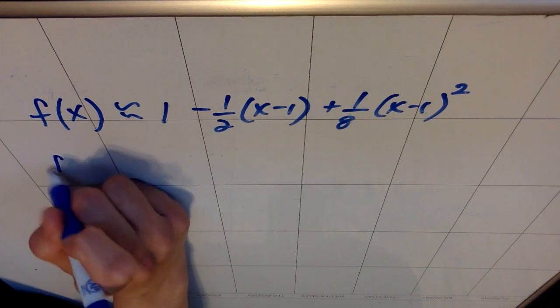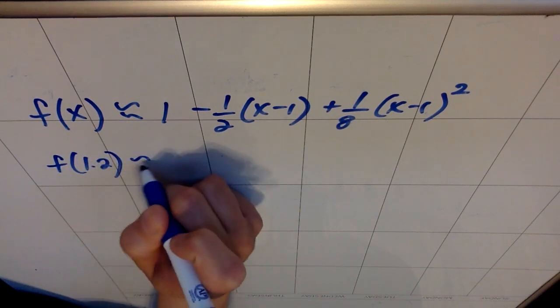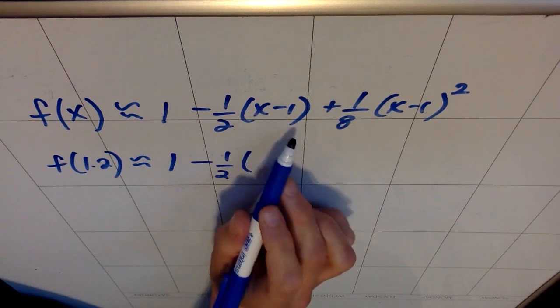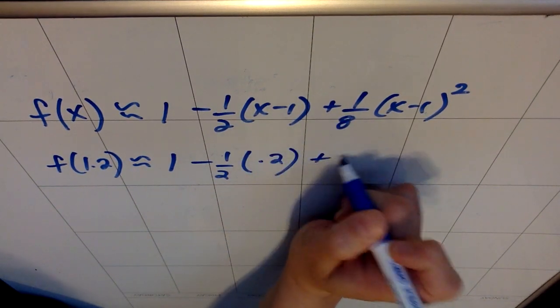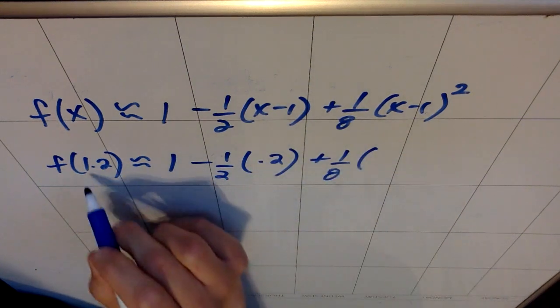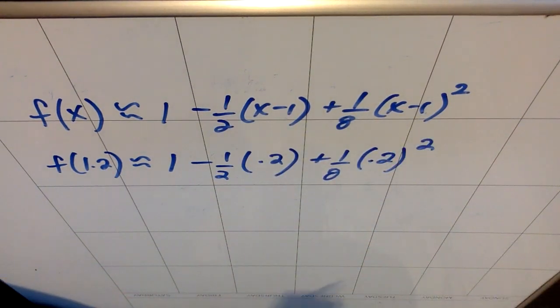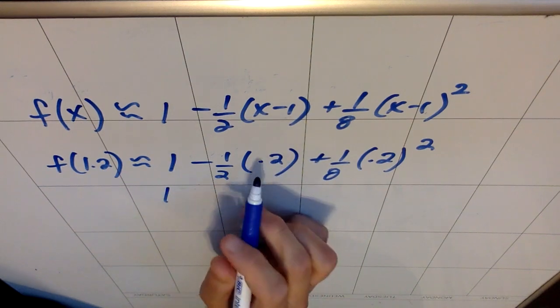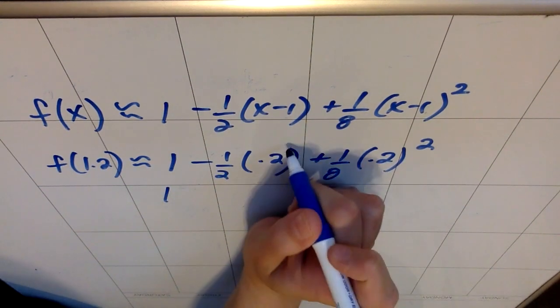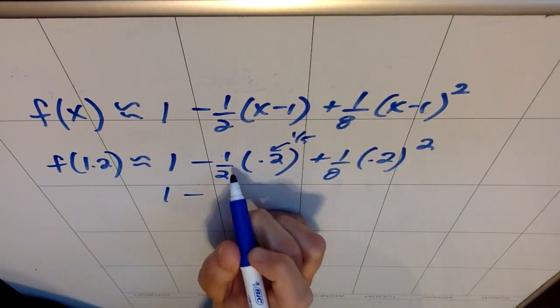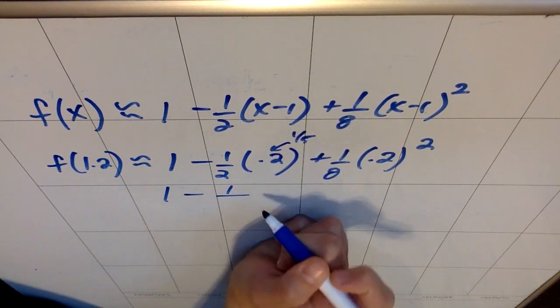Anyway, so f of 1.2 is approximately 1 minus 1/2 times, if you do 1.2 minus 1, you get 0.2, plus 1/8, and again, 1.2 minus 1 gives 0.2 squared. Now, this is number 6, so it is a non-calculator section, so you are going to have to do some math, and, you know, life's hard, wear a helmet. If it helps you, I find it helpful to treat 0.2 as 1/5. I think that's a lot easier, because then you're going to have 1/2 times 1/5.